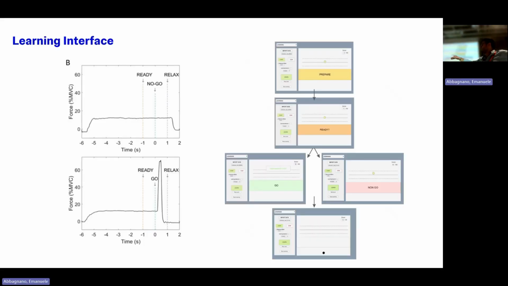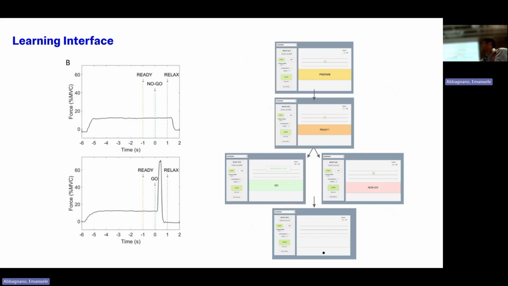So again, the learning interface is this one. This is where they're learning and being exposed to the mechanism and how it works. We just replicated what we already did. So there is the go, no go paradigm, which is what we're seeing here. They will go at 10% MVC contraction level. Then from there, they will be ready to either no go, don't contract, or go. This is so that they get exposed to this mechanism.